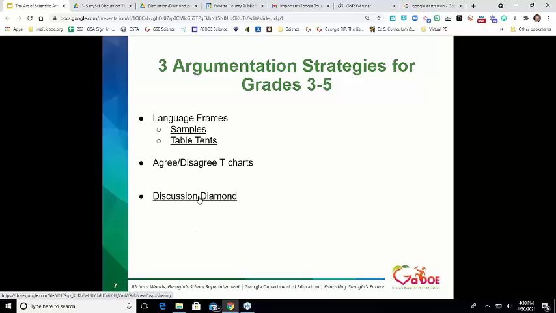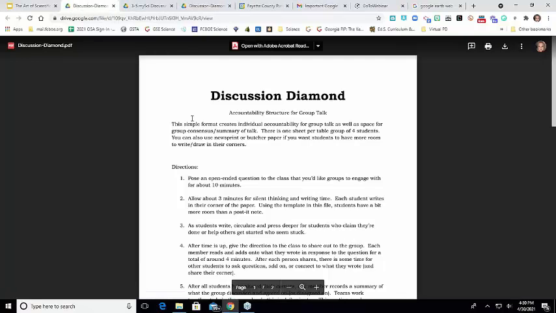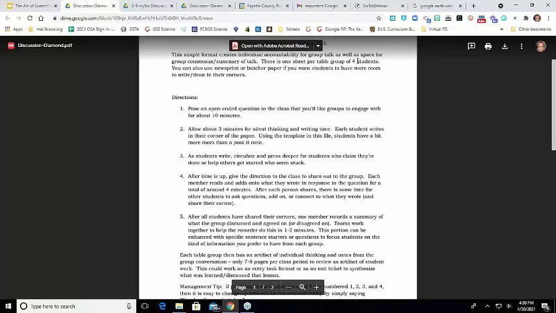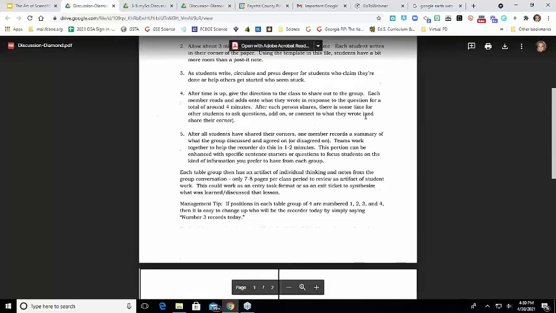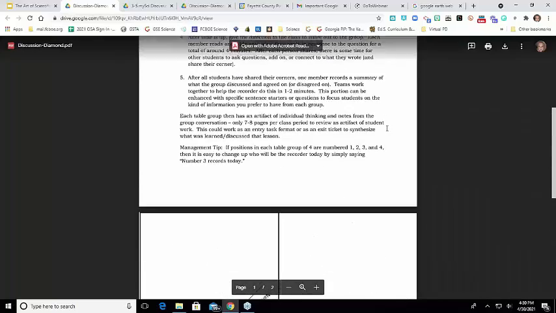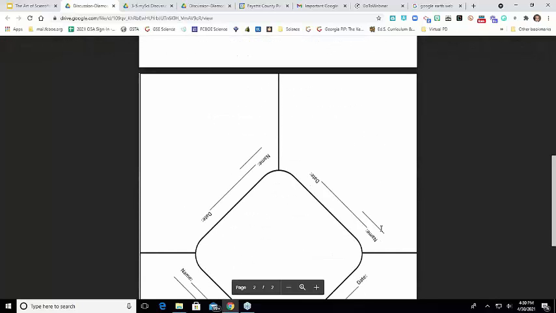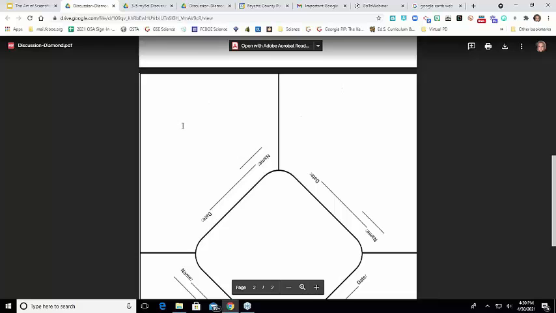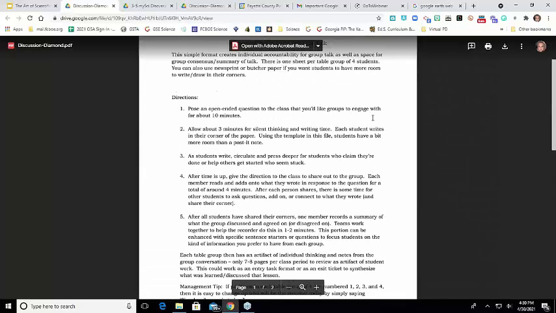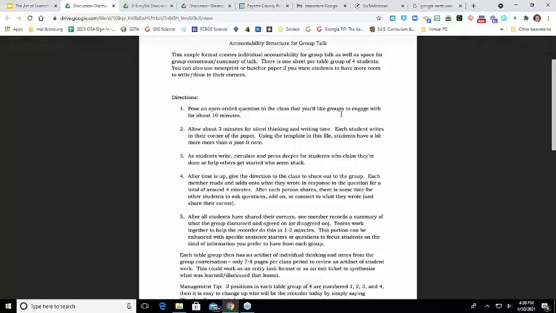And the last one is the discussion diamond. This strategy is really great for promoting accountability in group talk. This explains what it is. There's room for four people in this strategy. Everybody has a corner, and they write their ideas there. They have about 10 minutes to write their ideas, or you can give them 3 minutes to think and write.